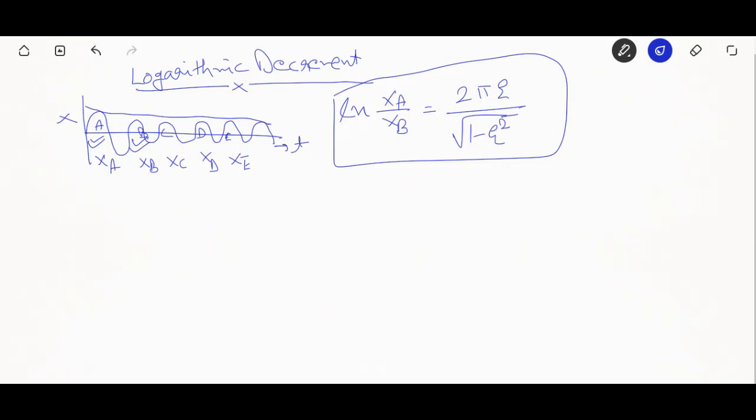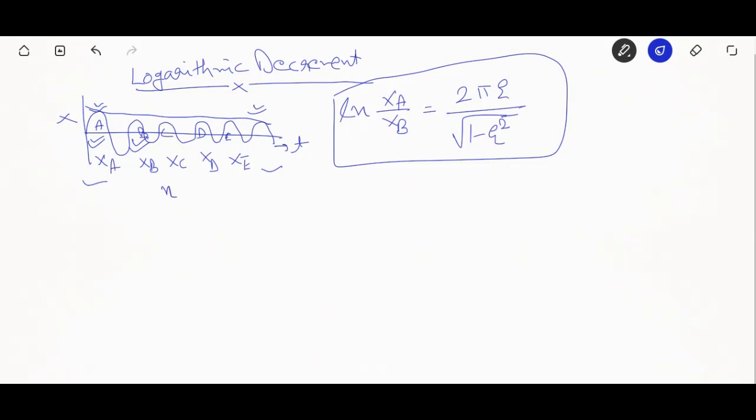Now if we need to calculate the ratio of these two amplitudes, we can clearly see that this decrement in the sine curve amplitude goes down exponentially. This is what we have seen in the equation as well. Now, suppose from here to here, it has gone through n cycles.